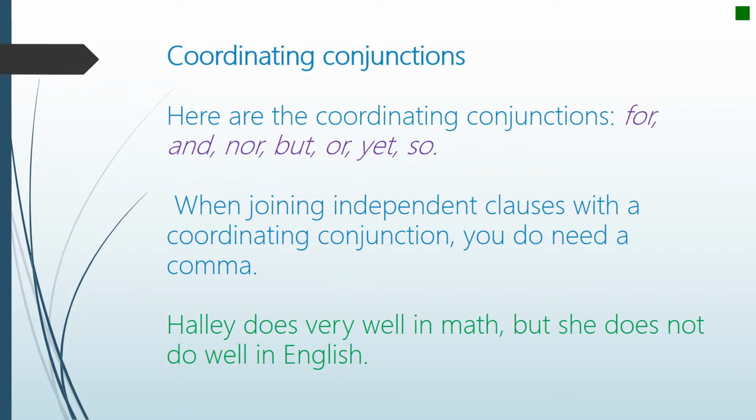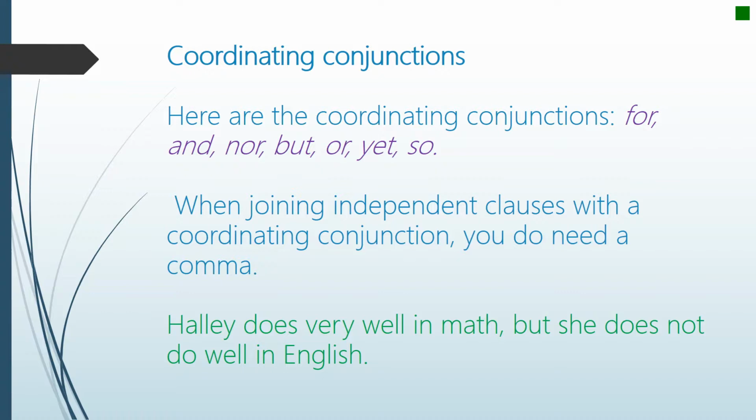When joining independent clauses with a coordinating conjunction, you do need a comma. Haley does very well in math, but she does not do well in English. Now you can see that this sentence is not terribly different from the one we had in the last slide, but the difference is that after the coordinating conjunction but, we have a subject, she, and of course the predicate does not do well in English.